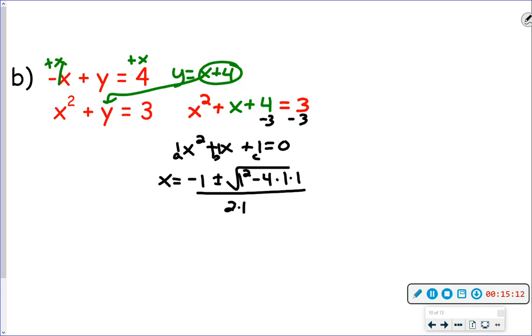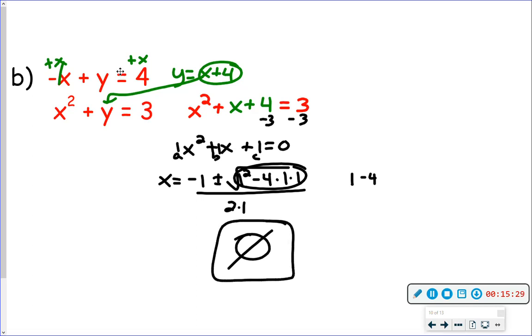Now I'm a little worried about the square root expression. 1 squared, 1, minus 4 times 1 times 1. I'm going to have negative 3 under there. We cannot square root a negative number. It kicks us into the imaginary unit system. We did all of this work for a final answer of no solution. Doesn't that just make you feel good?